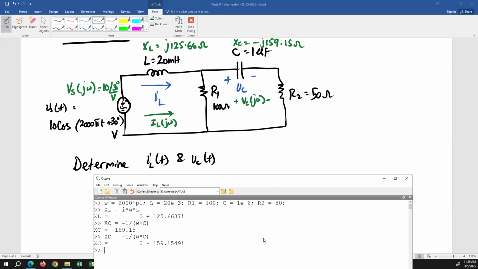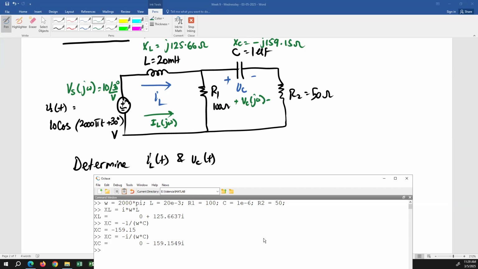How are we going to find VC? If you have a plan, then you can implement that plan. How are you going to find VC? Okay, so we can apply current division because we know the total current, and then we can see how much current is going in R1 and how much current is going into C and R2. So we can apply current division to find current going into C and R2.